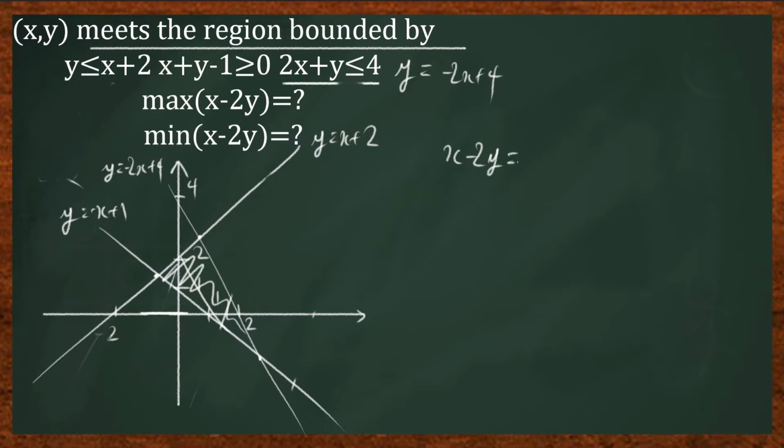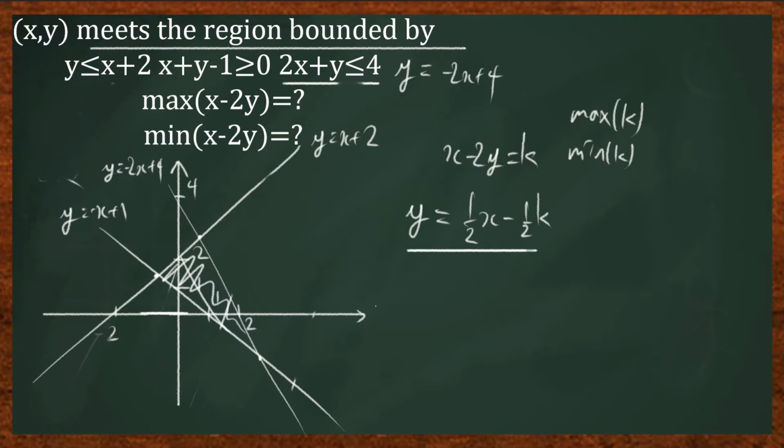In that situation, we need to find the maximum and minimum value of x minus 2y. Let's put x minus 2y equals k. Then we can change this as y equals x over 2 minus k over 2. As you can see, minus k over 2 will be the y-intercept, and we need to find the maximum and minimum value of the y-intercept.